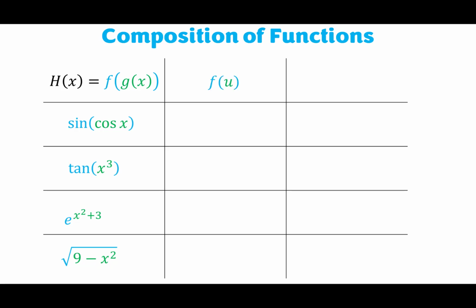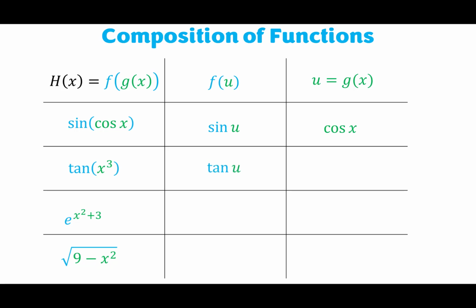So we'll call the outer function f of u and the inner function g of x, so that if you substitute g of x in for u, you get f of g of x. So in the first case, f of u would be sine of u, and g of x would be cosine of x. Right? Notice if you let u equal g of x, then we would get sine of cosine of x. The outer function is sine, the inner function is cosine of x.